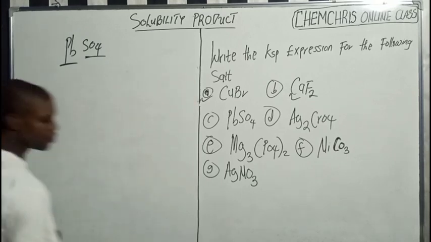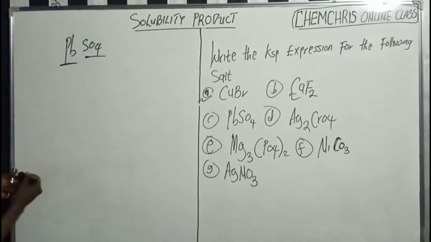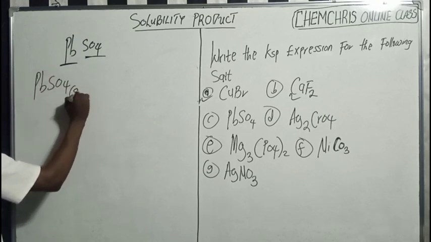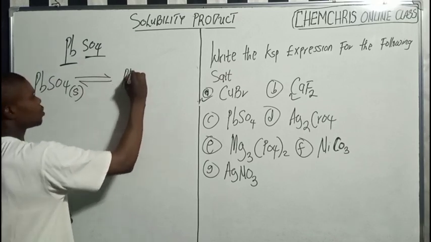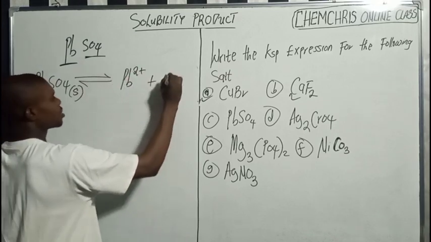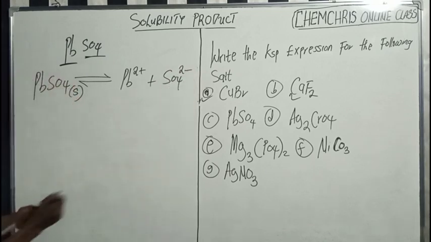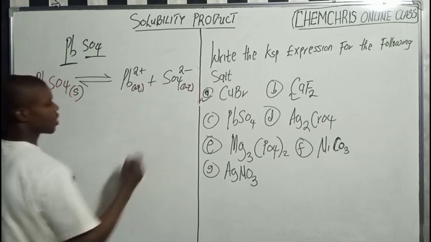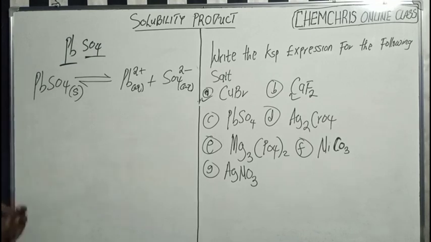So now after figuring out their various ions, we want to write a balanced chemical equation. It could be PbSO4, which is solid. Then we're going to have Pb2 plus and SO4 2 minus, both aqueous. Can you see that? So if you figure it out here, the equation is balanced.